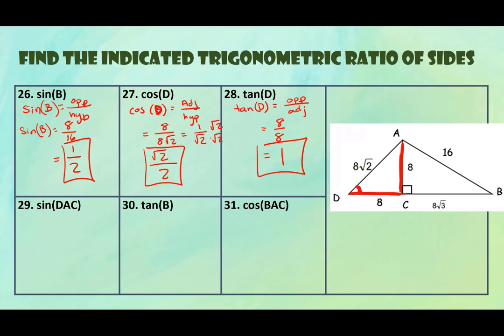Okay, let's try some trickier ones, because now we have some trickier angles. We're looking at sine of angle DAC. What you're going to do is start here and follow the angle. We have D, and then we go up to A and then C. So the angle we're really looking at is right here. We're looking for sine, so sine of DAC is going to be the opposite side over the hypotenuse. The opposite side to A is right here, and that is 8.